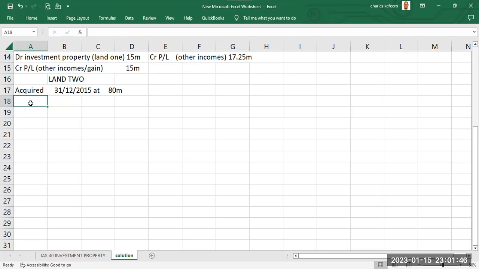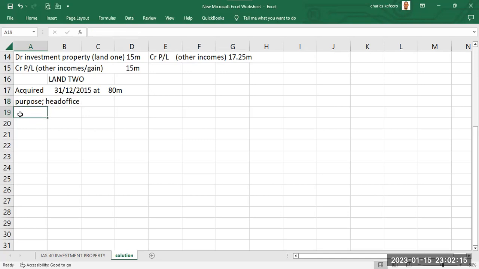Then we try to look at what is the purpose. What was the purpose of that asset? The purpose was head office. Meaning, if it was head office, we could say it was used for own occupation or administrative.